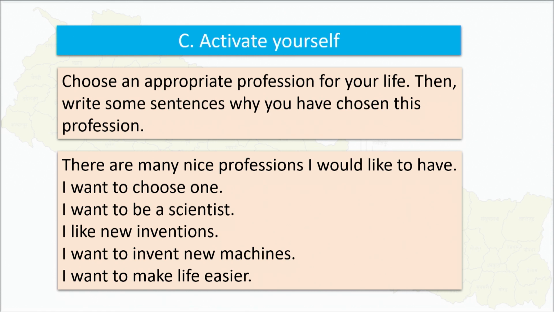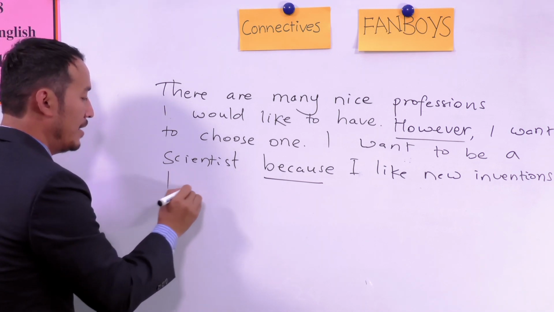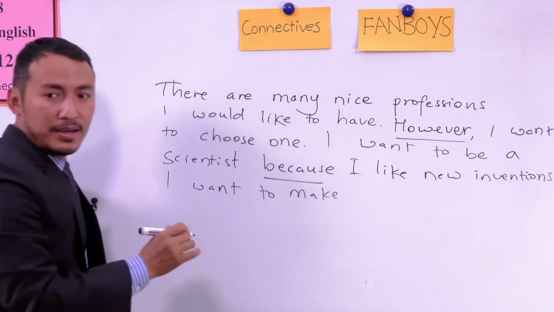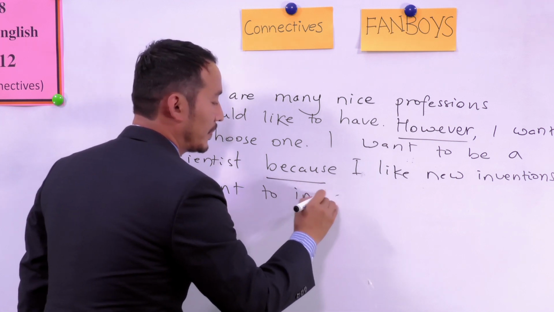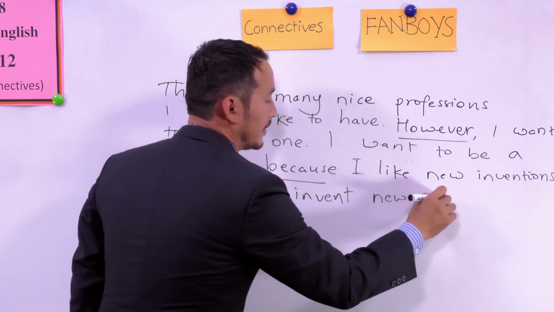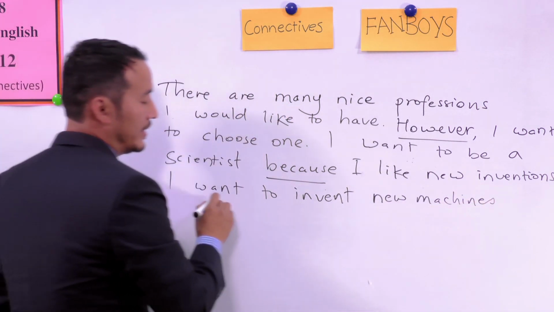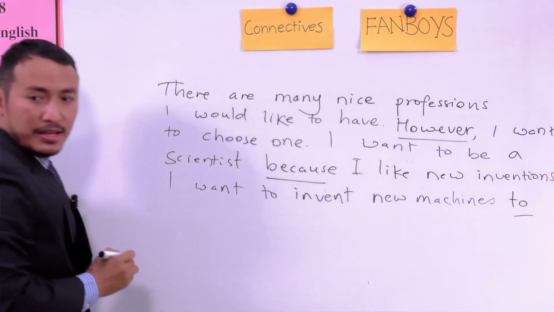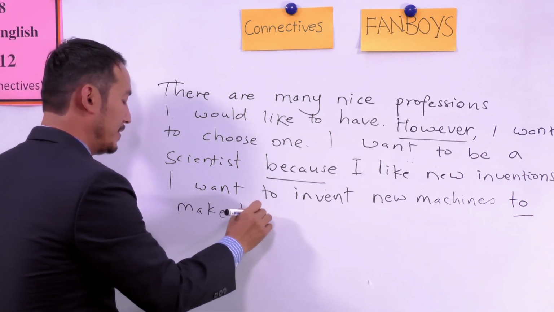There is one intention and the purpose. So the sentence is, I want to invent new machines. Now this is your intention. Now you have the purpose, to make life easier.